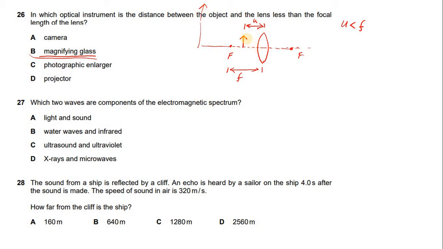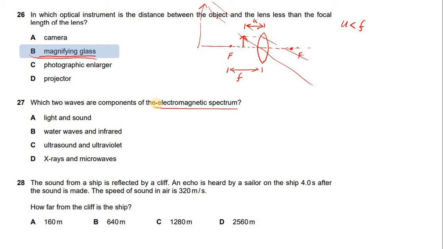I am not drawing the exact diagram, something like that, and then you can visualize it. So the option is B. It is a magnifying glass. Question number 27. Which two waves are components of the electromagnetic spectrum?